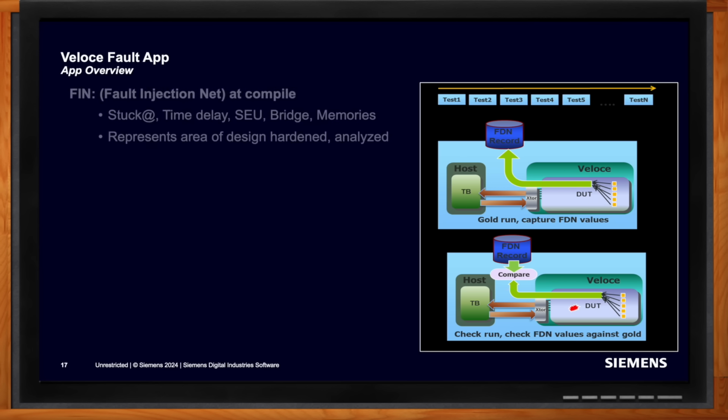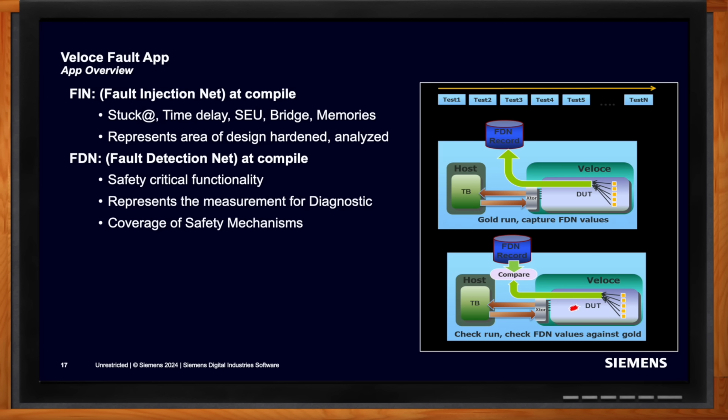It's very straightforward. We have a concept of FINs and FDNs. So FINs are fault injection nets. Those are the nets that you've predefined at compile time to be able to inject a fault at. So you can define a net without actually having to define the fault type at compile. And then this concept of FDN, that's the fault detection net, that is the safety mechanism. That is the GPIO pin that goes high in the event of a fault. That is a software mechanism that reads a register in the presence of a fault.